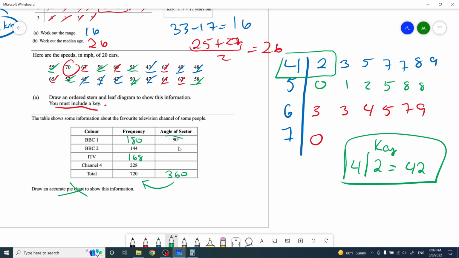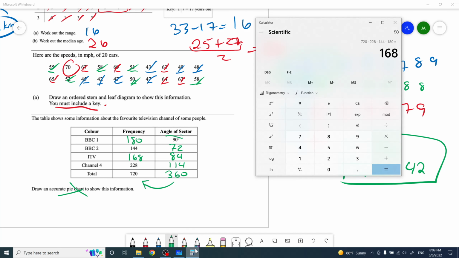And now I really just need to divide all these by 2 to get the angles I need. 144 divided by 2 is going to give me 72. 168 divided by 2 is going to give me 84. And 228 divided by 2 is going to give me 114. And if I add all these up, I can double check. 90 plus 72 plus 84 plus 114 does in fact give me 360 degrees.